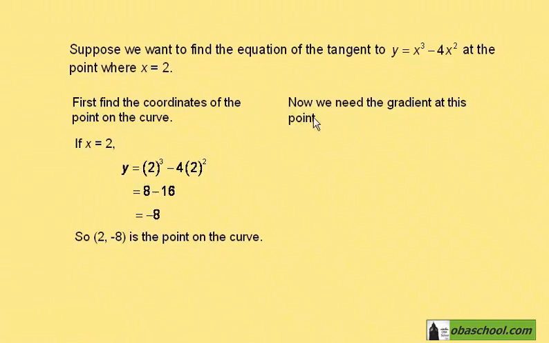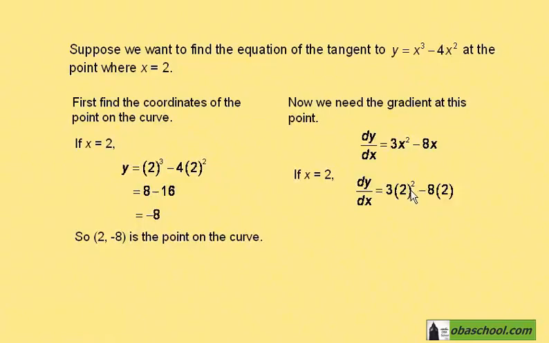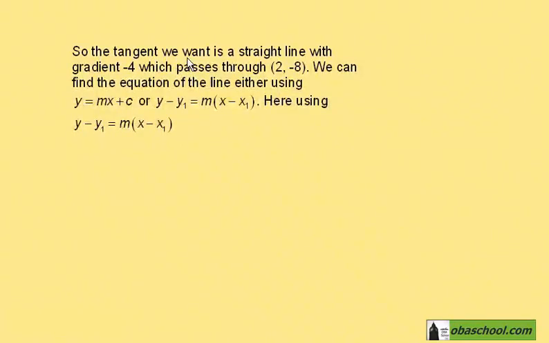Now we need the gradient at this point. dy/dx is the gradient function. Differentiating this gives 3x squared minus 8x. If x is equal to 2, dy/dx is 3 times 2 squared take away 8 times 2, which is 12 take away 16, which is minus 4. So the tangent we want is a straight line with gradient minus 4, which passes through (2, -8).